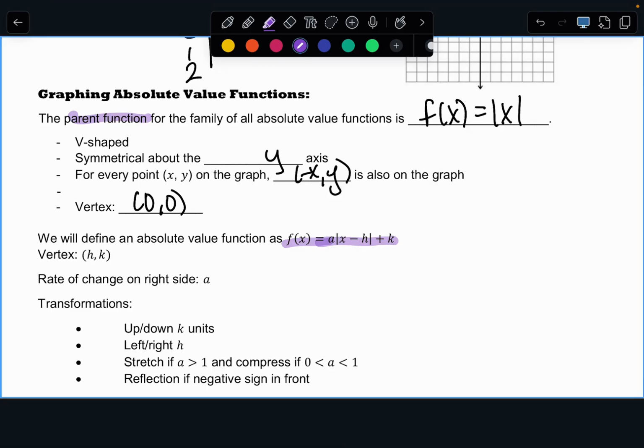This is your general form for an absolute value function. You have a number out in front that you're multiplying. You have a number subtracted inside your absolute value. And you have a number added onto the outside. I know that this doesn't necessarily look like this right now, so let's make it look like this. Let's write our parent function in terms of this general form so we can kind of see what A and H and K are.